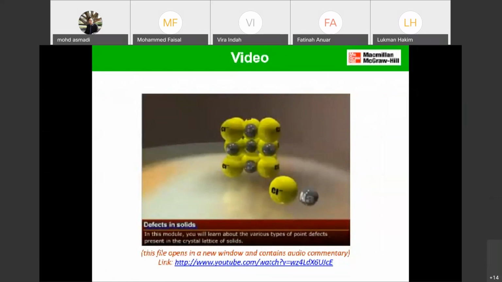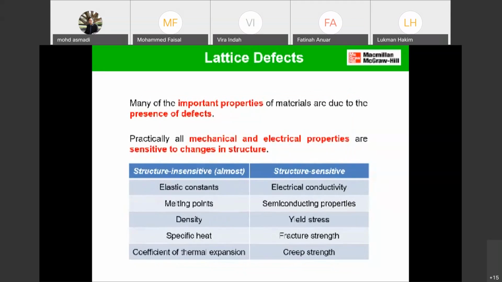In terms of stoichiometry, non-stoichiometry, and impurities, it is just to maintain the charge neutrality of the atoms, cation as well as anion. That's the important thing. For lattice defects, many important properties of materials could be affected by the presence of defects. Practically all the mechanical and electrical properties, whether sensitive or insensitive, are going to change in terms of structure as well as properties.